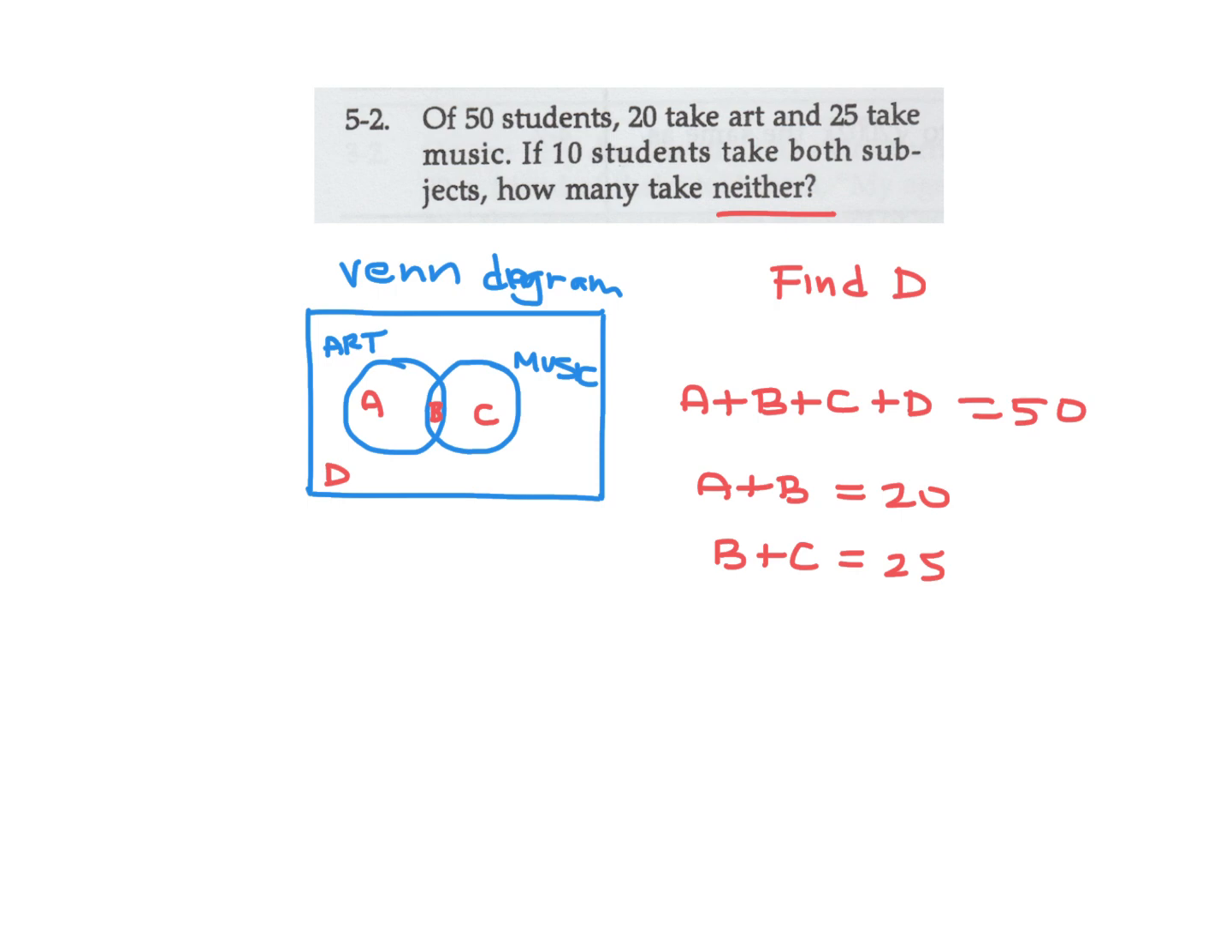Any other questions? Oh, if 10 students take both subjects. Okay. So that means 10 students. So B is 10. Okay, that's very helpful. So if B is 10, then I can sub that into there and get C is 15. And then I can sub all that into here. So A plus B is 20, so that's 20. C is 15. And then I can just solve for D. All right, so when you do that, you'll get D is equal to 15. And that is the answer.